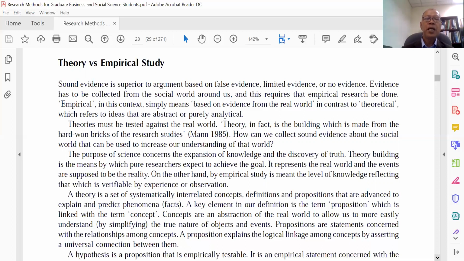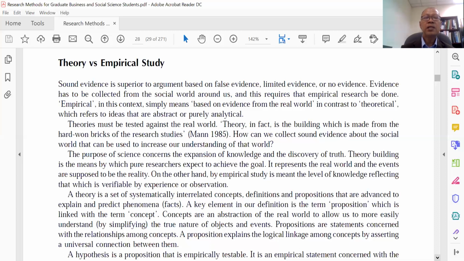Empirical simply means based on evidence from the real world. This is in contrast to theoretical. Theoretical refers to ideas that are abstract or purely analytical without having to rely on the empirical evidence. Theories must be tested against the real world. Theory, in fact, is the building which is made from the hard-won bricks of the research studies. How can we collect evidence about the social world that can be used to increase our understanding of that world?